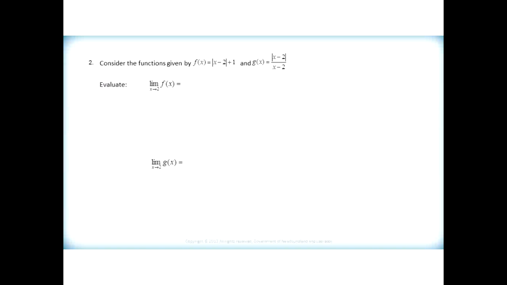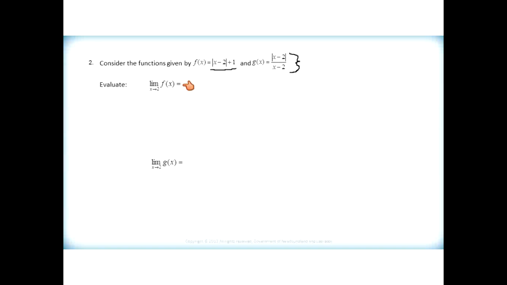Okay, next question. This one says, consider the functions f of x, which is an absolute value function that's been translated in 2 different directions, and g of x, which is kind of a funny looking thing, which is an absolute value function divided by a linear function that's identical to what's inside the absolute value bars. So the first one says we have to find the limit as x approaches 2 of f of x.